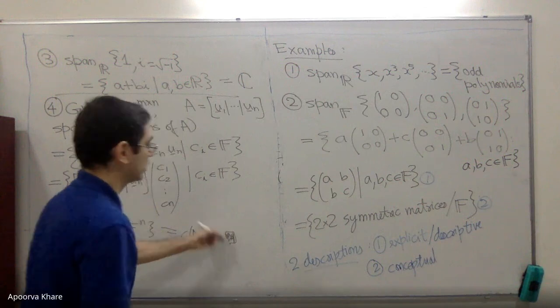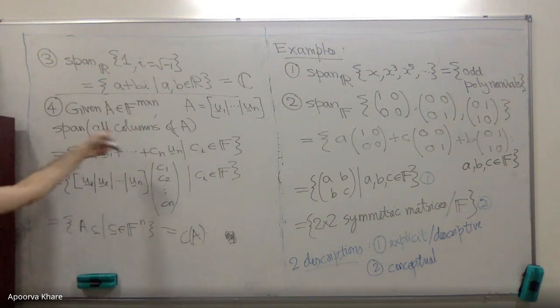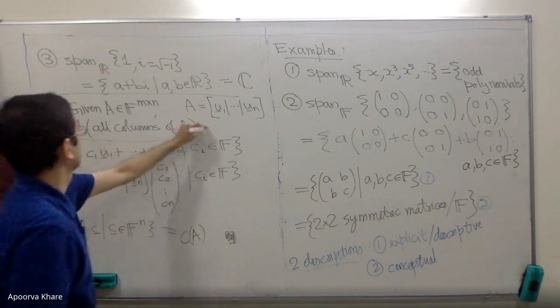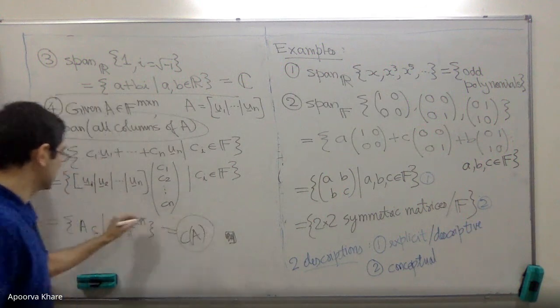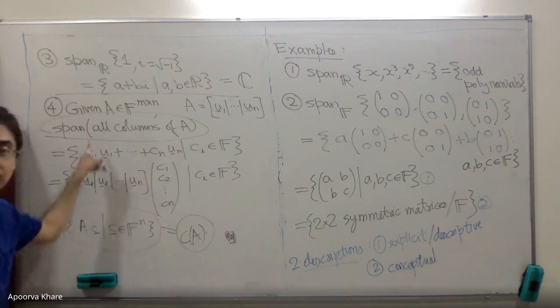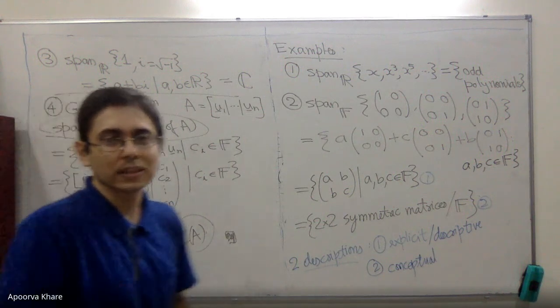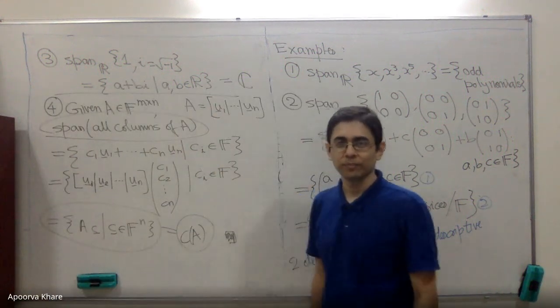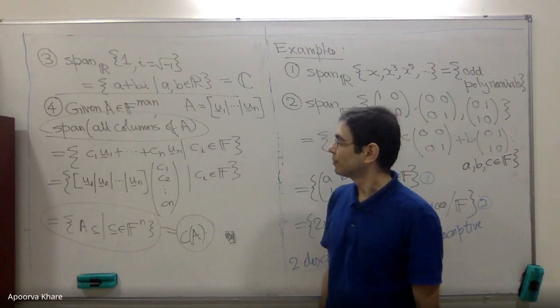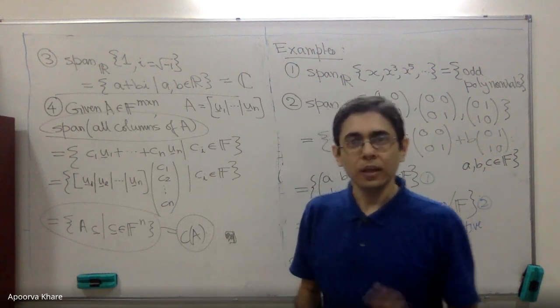I don't know if I should call it a proof or not, but anyway. The span of all the columns is precisely this column space, which was not the span of the columns by definition. The definition I gave you was this. But now you can see that that's exactly the same. Okay, so that's where we will stop today.